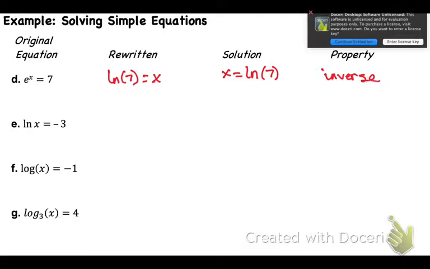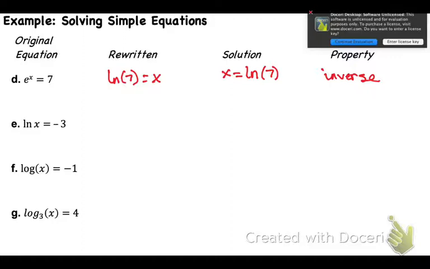The inverse just uses the fact that I can change it to the other form. And it usually is, well, I'm here, what do I do now? When you say, what do I do now, guess what you're probably going to do? Switch it to the other form.